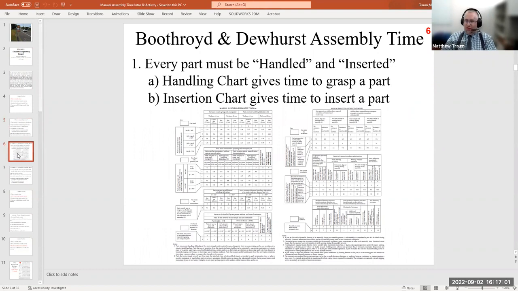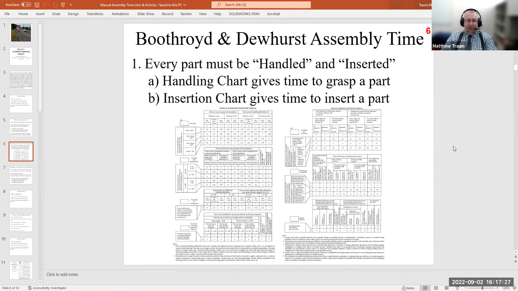So-called Boothroyd and Dewhurst assembly time is basically made up of two different charts, and you're not really meant to see the words or the pictures or the numbers on these charts, more so that I just want you to see that there are two different charts, and each one of those charts represents one kind of isolated step in an assembly process.